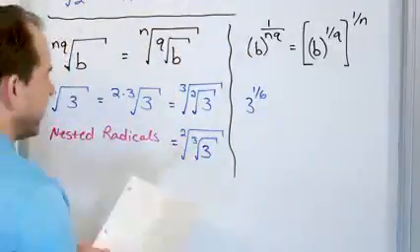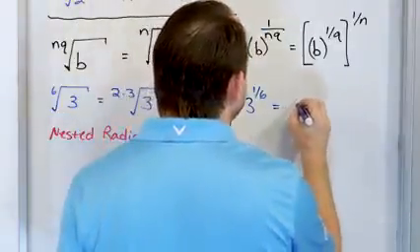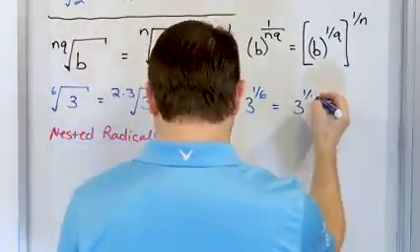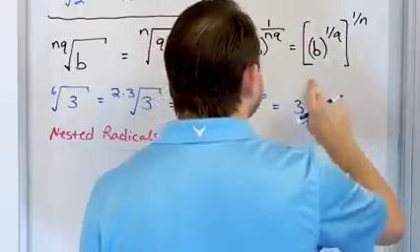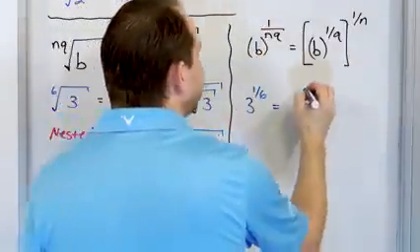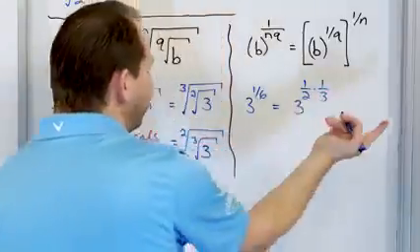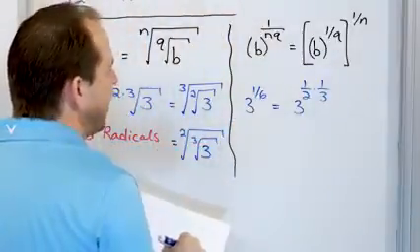But I know that 6 can be written as 2 times 3, right? So I can write this as 3 to the 1/2. Well, you know what? I'm going to write it like this. 1/6 can be written as 1 over 2 times 1 over 3. I know that 2 times 3 is 6, 1 times 1 is 1, so 1/6 can be written as 1/2 times 1/3.